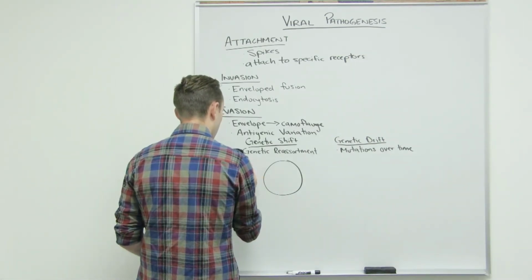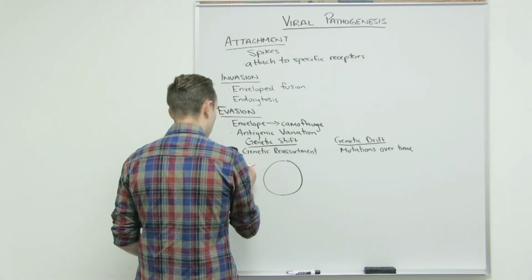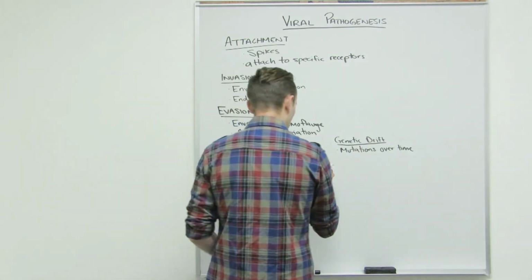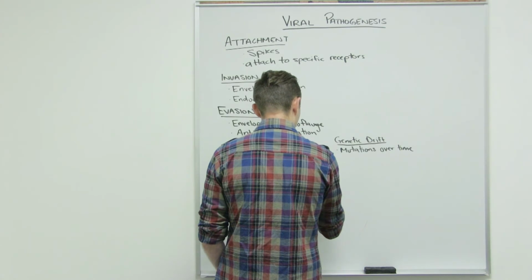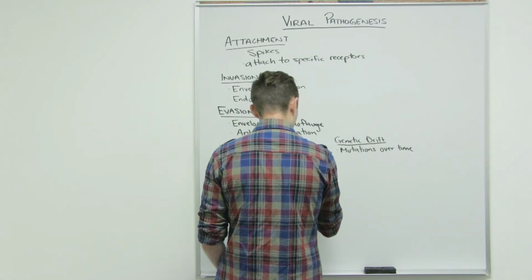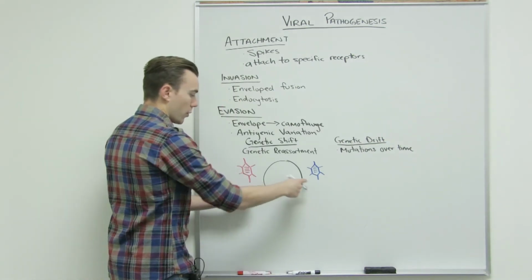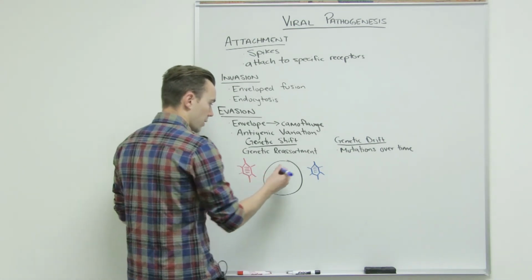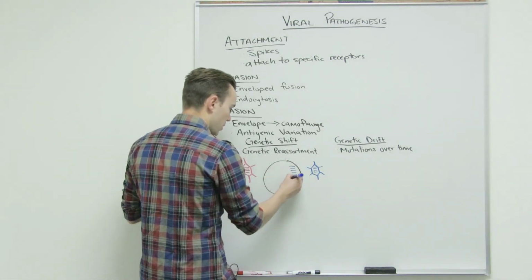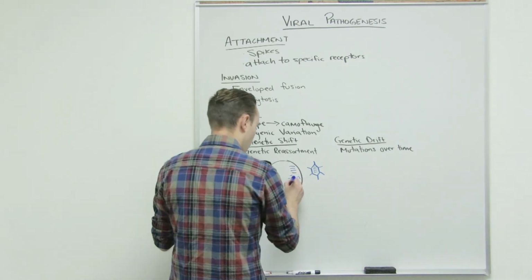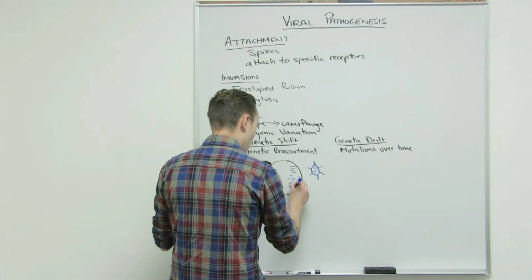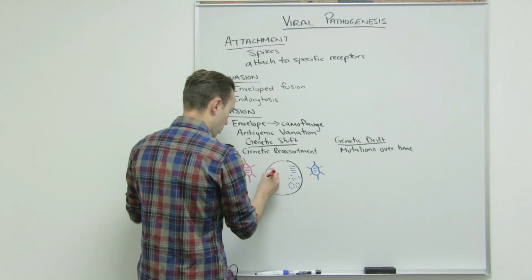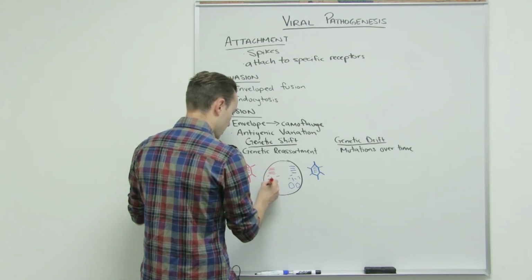So I have virus A, which is going to be in red. And then I have virus B, which is in blue. So these viruses are both going to infect the same cell at the same time. And when they get in there, they're going to replicate. So we're going to have more genomes, more spikes, and more capsids for the blue one. And the same thing with the red. You're going to get more genome, more spikes, and more capsids.